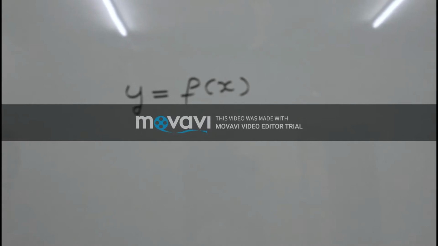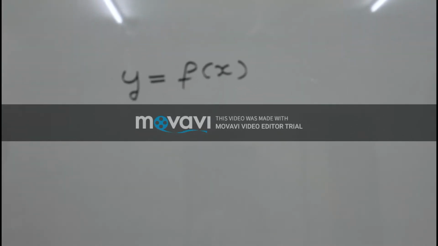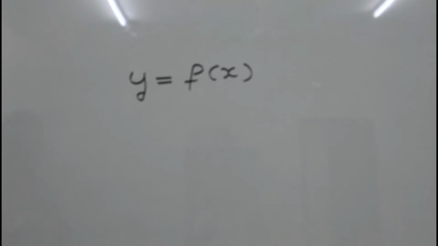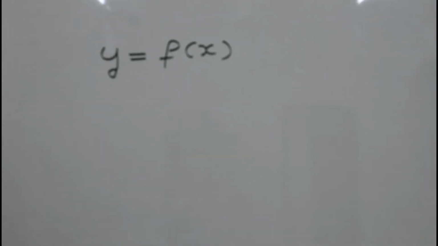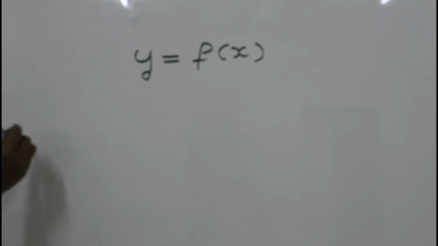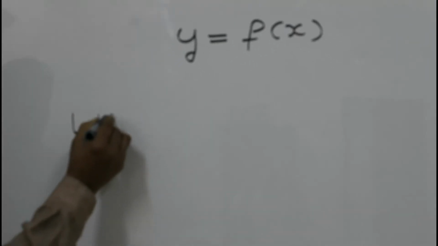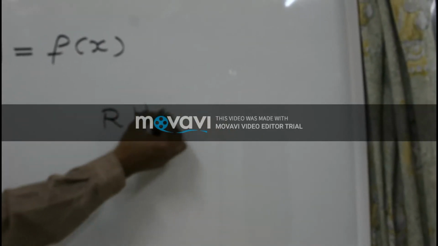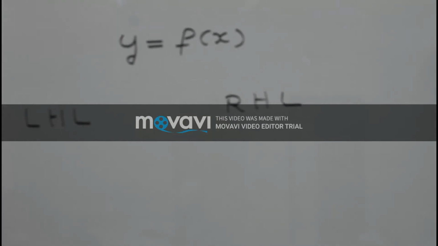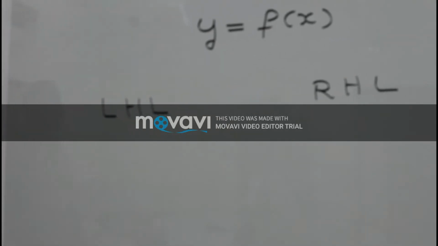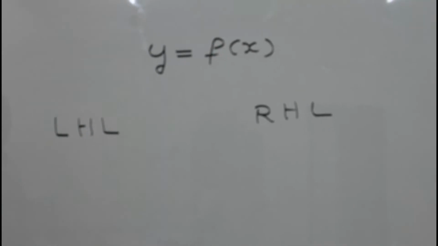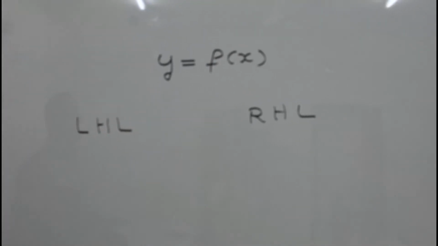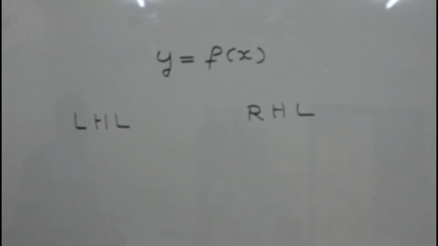Limits mean the value of the function very close to the actual value. So we have two types of limits here: one is the left hand limit and the other is the right hand limit. What do you mean by left hand limit? It means the function is approaching from the left side, and the right hand limit means it is approaching from the right side.